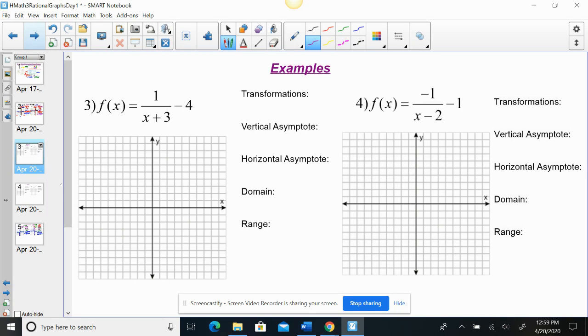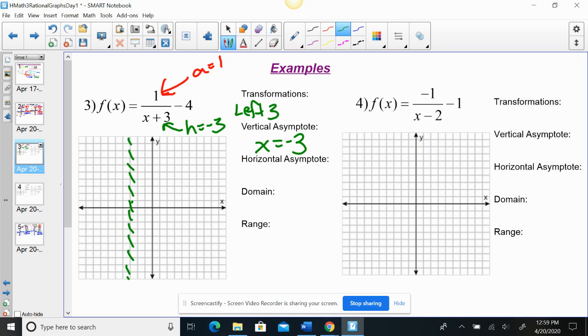All right, so hopefully you tried them. A is positive 1. This down here is my H. So H is actually negative 3 because I'm thinking opposite. So this time I am going to go left 3. So I'm going to take my vertical asymptote and make sure I do not cross x equals negative 3. Okay, if I look at my K here, K is negative 4. I do not think opposite for that, so this is going down 4. So my horizontal asymptote is going to move down 1, 2, 3, 4.